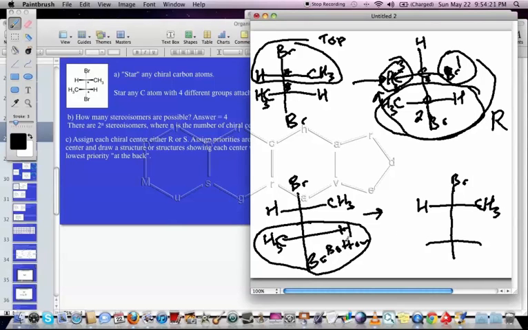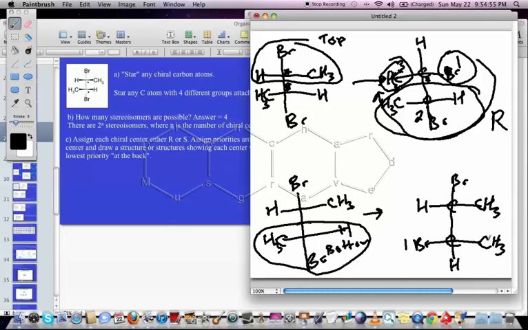Now what I've got to do is move the hydrogen into the back. So the hydrogen needs to go here. That means the Br is going to move where the CH3 is. And the CH3 is going to move over where the hydrogen was. Now we have the lowest priority group in the back for the bottom chiral center. So attached to the bottom chiral center I have a Br, a C, and a C. The Br wins out of those. Next, I compare the C's.